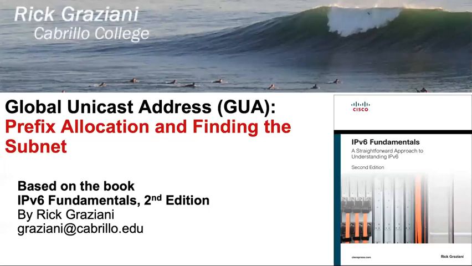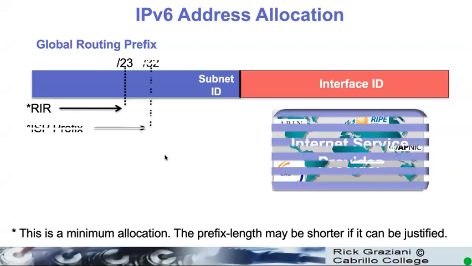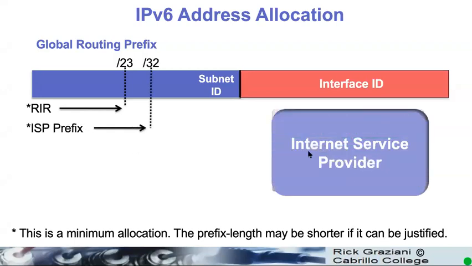All right, there we go. IPv6 address allocation. The global routing prefix is the part of the address that is allocated to you by either an ISP, some provider, or by a regional internet registry. Okay, so an RIR. I'm showing you what the minimum allocations are.